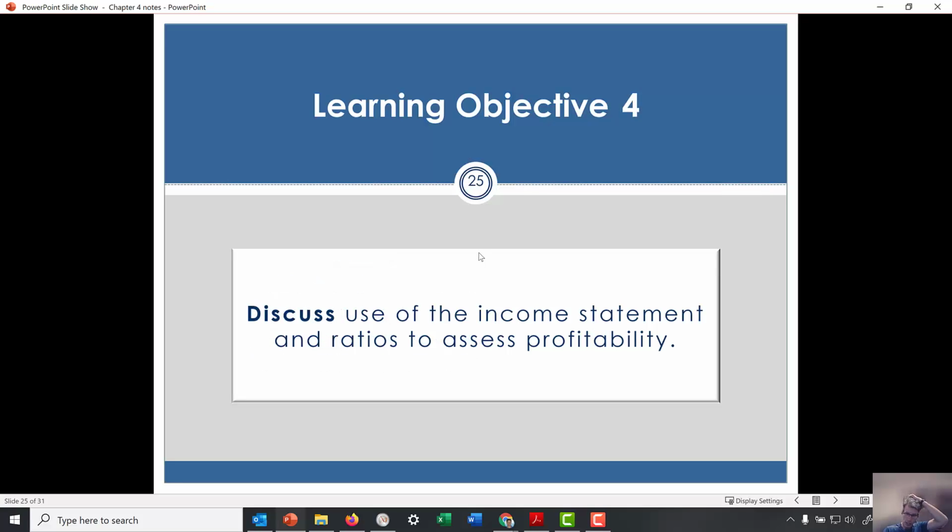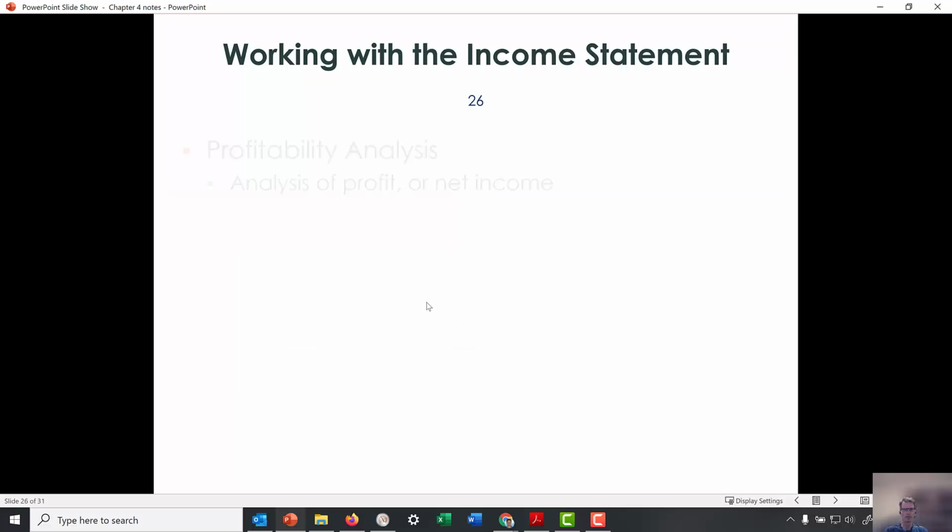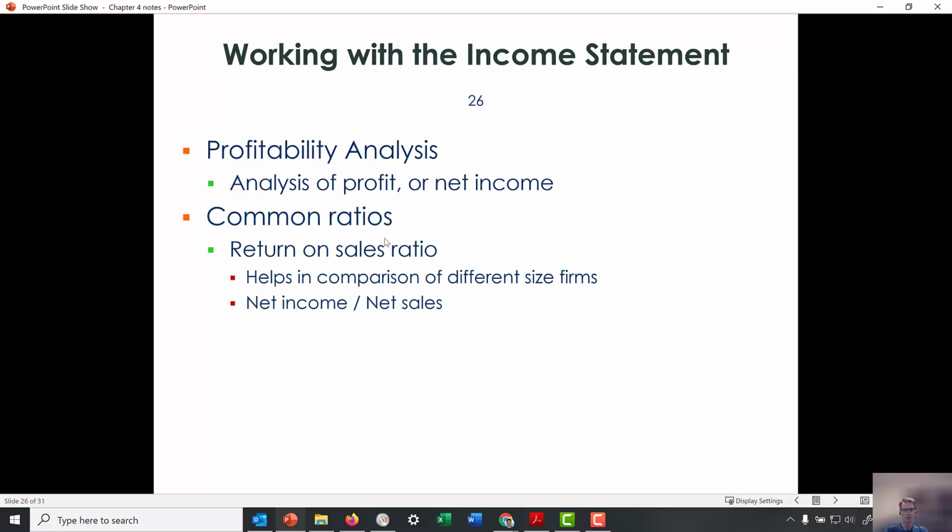Okay, we can also use the income statement to do some ratios. And usually when you look at the income statement, what you're trying to do is get a sense of how profitable the company is. And we'll look at a couple of ratios related to profitability. So profitability analysis is just looking to see how much money is the company making. How good are they at taking shareholder money and turning that into some profits.